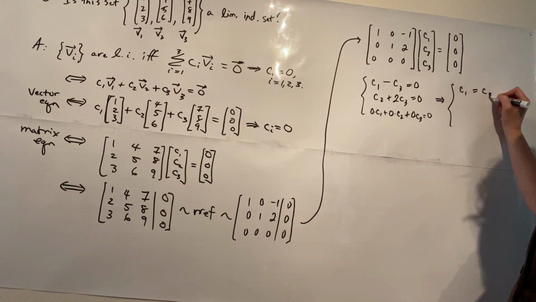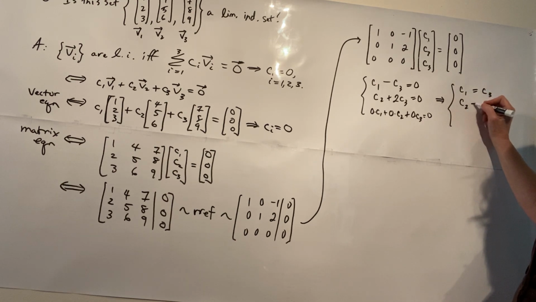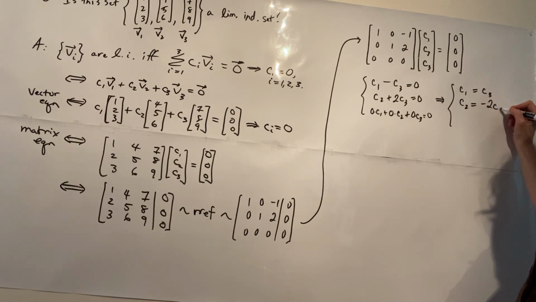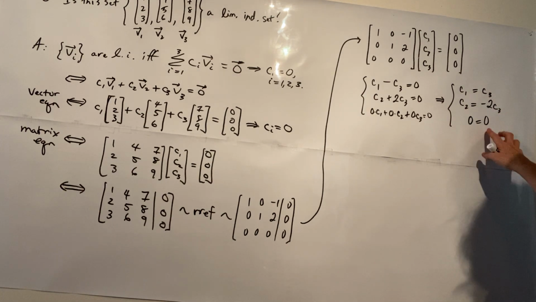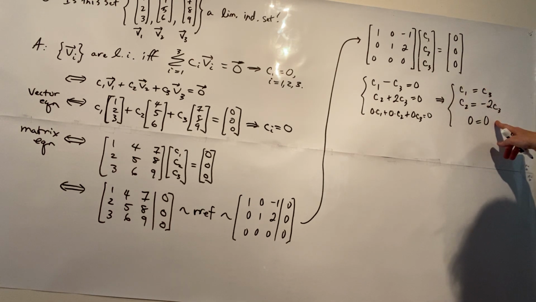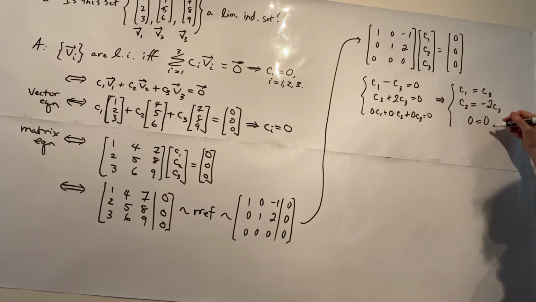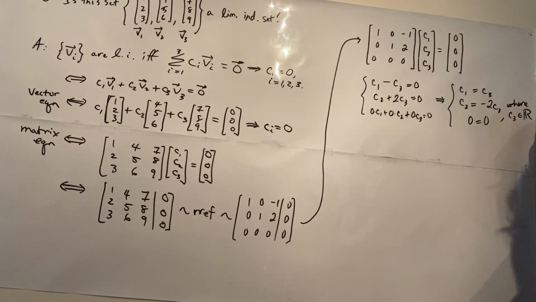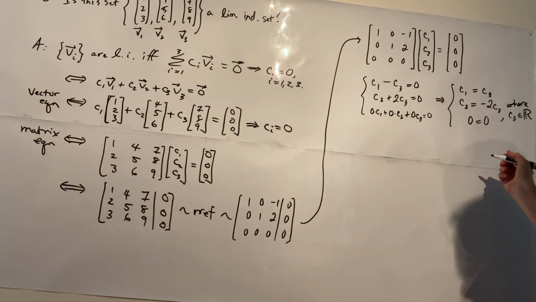C1 is always equal to whatever C3 was. C2 is always equal to negative 2 times C3. And big news, 0 is equal to 0. So we have a consistent system. And in fact, we have infinitely many solutions because notice there's nothing specific about C3. So C3 can be any real number. So there's infinitely many solutions.